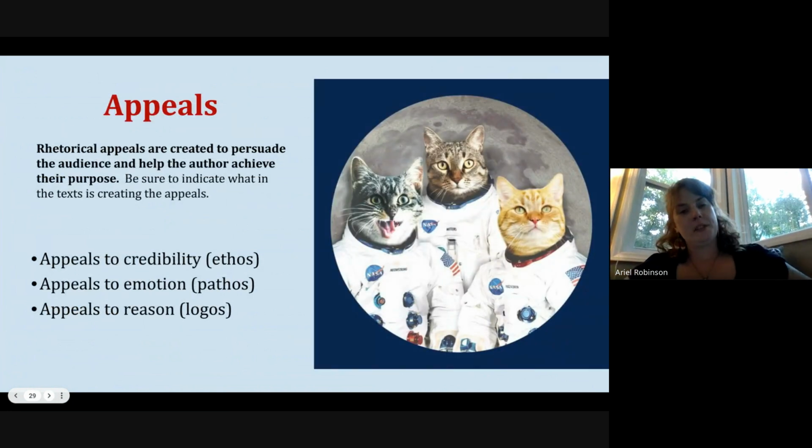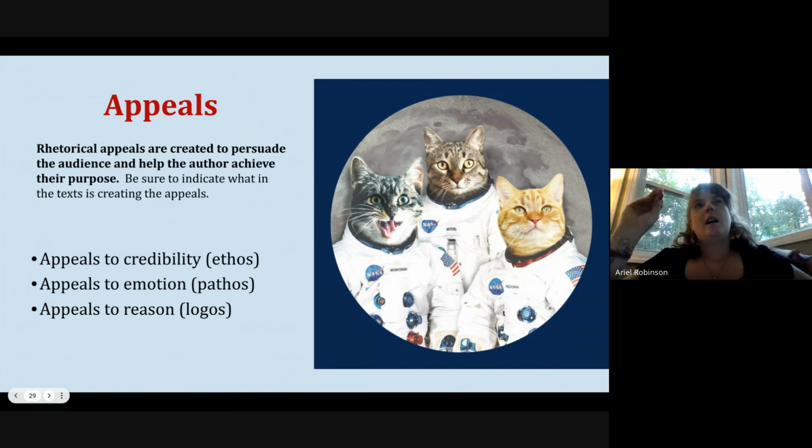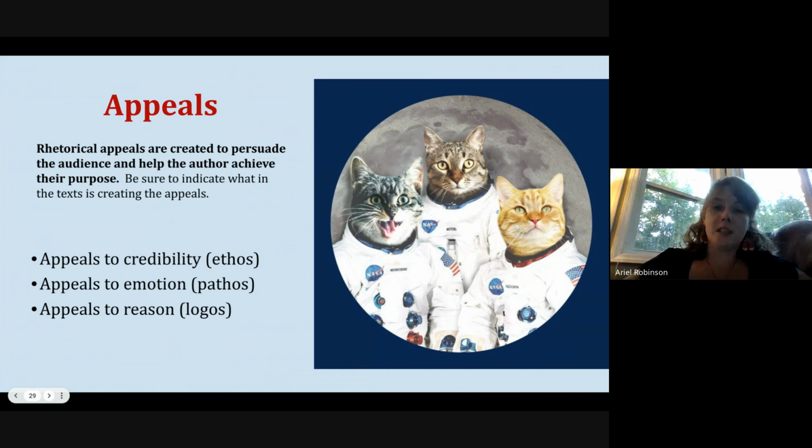Then you're going to have appeals. Okay, so appeals, you've got your rhetorical triangle, ethos, pathos, logos. But you don't use ethos, you don't use pathos, you build it, because you build that trust with your audience based on the choices that you make. So when you're building ethos, that's building credibility. That's like, why should we trust the speaker?